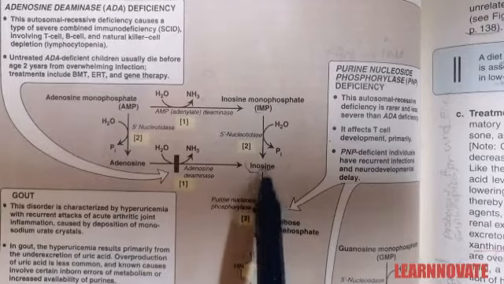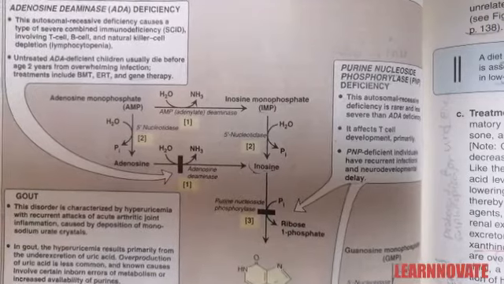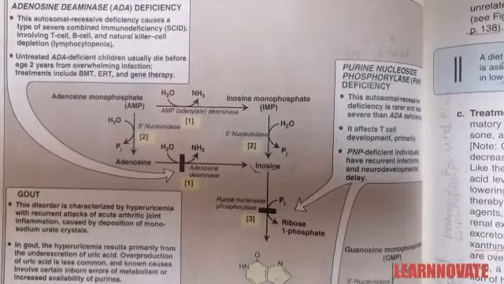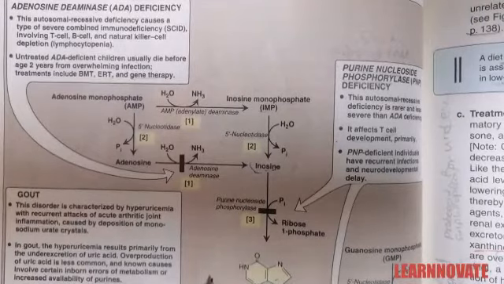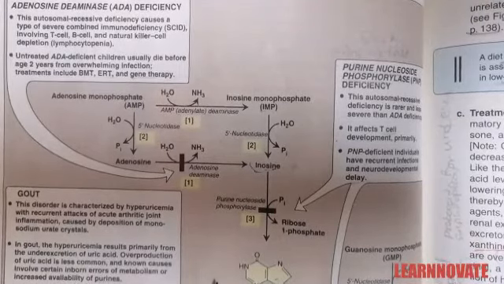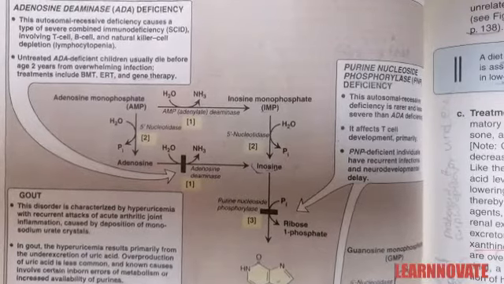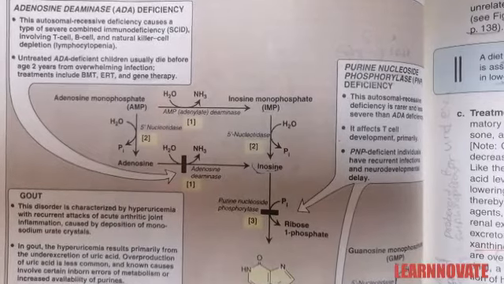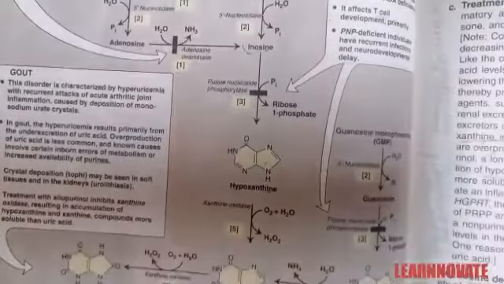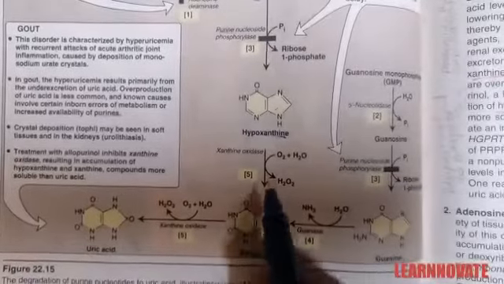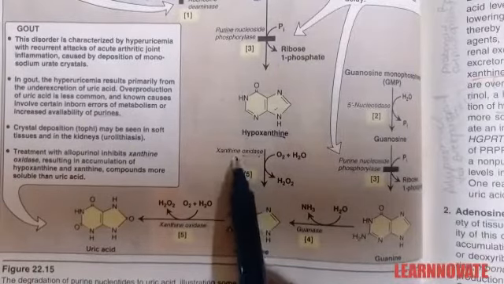Then this inosine is converted into its product, a nitrogenous base, hypoxanthine. The conversion of inosine into hypoxanthine requires the enzyme purine nucleoside phosphorylase. Now this hypoxanthine is again degraded into xanthine. Here you can see the inosine is converted into hypoxanthine, the base of inosine, which is now converted into xanthine. The xanthine conversion is under the influence of the xanthine oxidase enzyme.